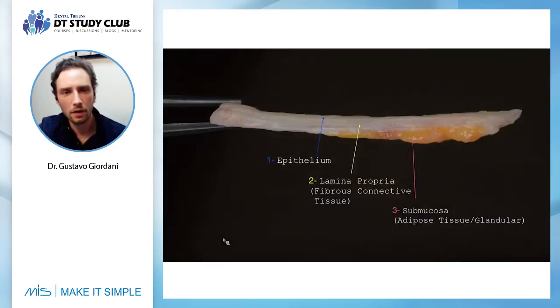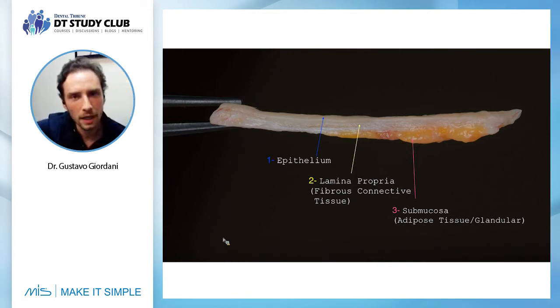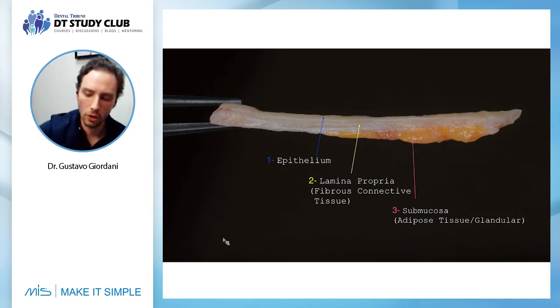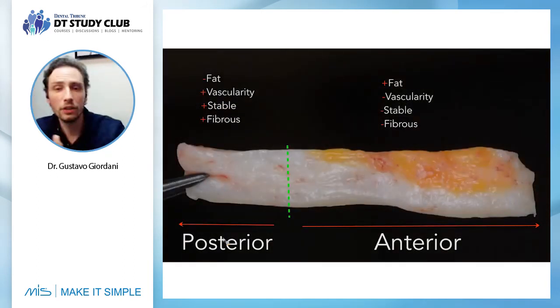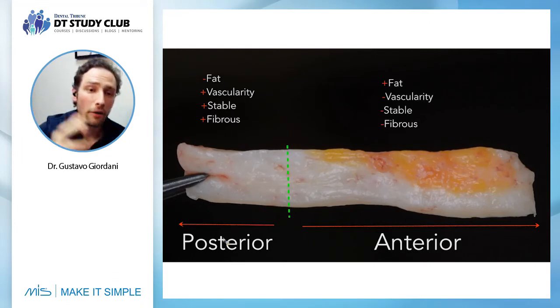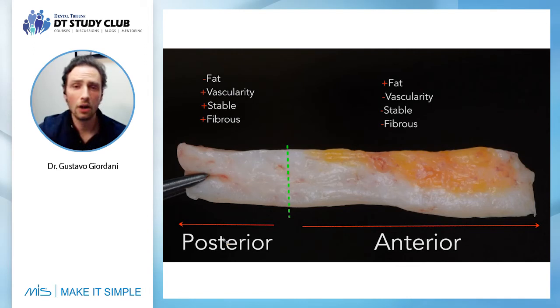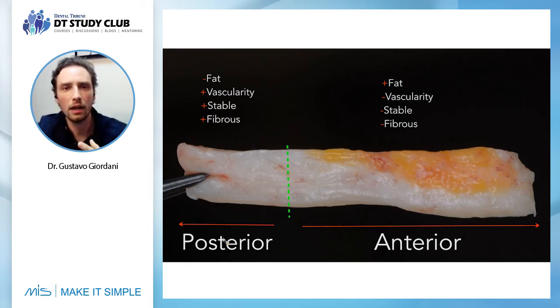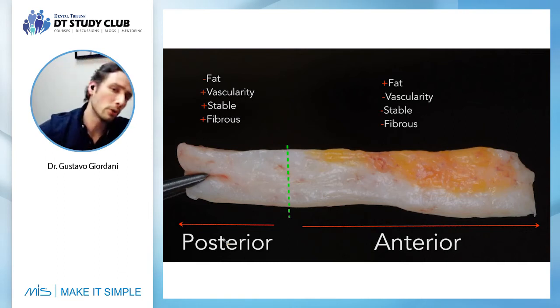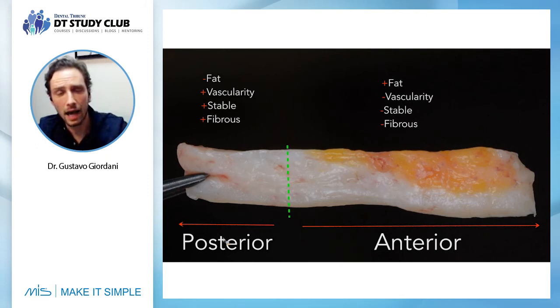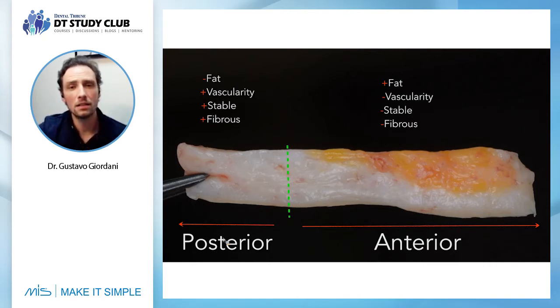If you remove a free gingival graft, you're gonna see exactly like this. You're gonna have the superficial part, epithelium, lamina propria, and submucosa. And the more we go to the anterior part of the palate, we're gonna have more adipose tissue, less vascularity, this is less stable, and we have fewer fibers. So this is not the best tissue that we can remove from the palate. When you go to the posterior part of the palate, we have less adipose tissue, more vascularity, this is more stable, and we have more fibers. So this is the graft that we want because it's more stable.